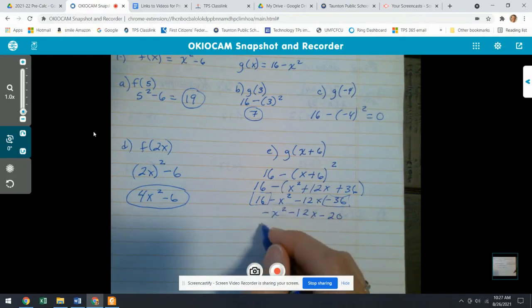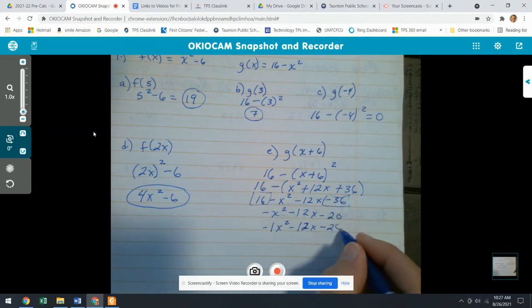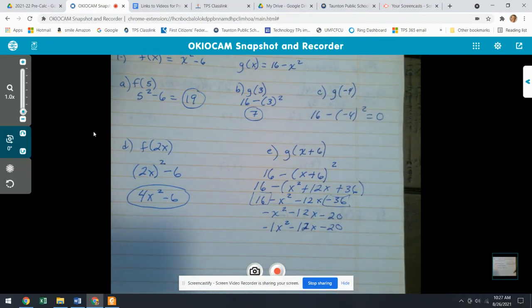It's totally okay. Another way to write this is negative 1x squared. Some folks really like to see their ones in there. Some people don't. So either one of those is a legitimate way to write that.